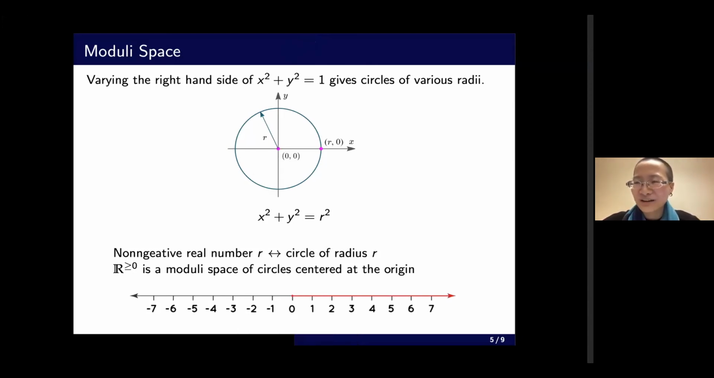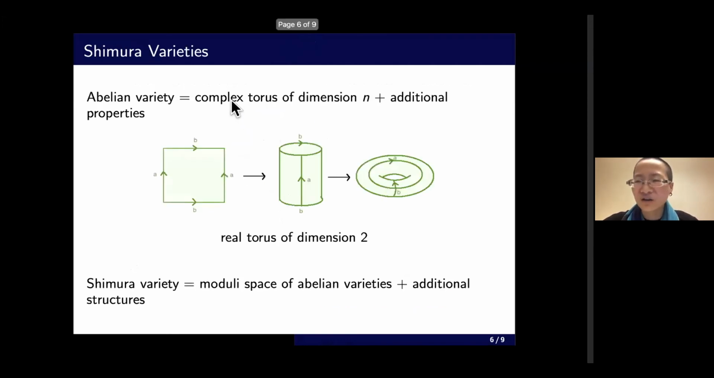Now, one kind of moduli space that I'm interested in is called Shimura varieties. So these are moduli spaces where each point corresponds to another geometric object called an abelian variety. Now, there are many different interpretations of abelian varieties. We could think of them abstractly as solution sets to systems of polynomial equations, but then we could also think of complex solutions to those equations. Then inside the complex space, this just looks like a complex torus of some dimension n plus some additional properties. Okay, to visualize a torus, let's think of the following example of a real torus of dimension 2.